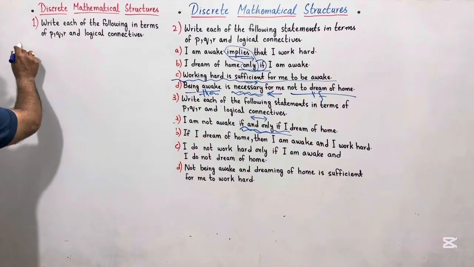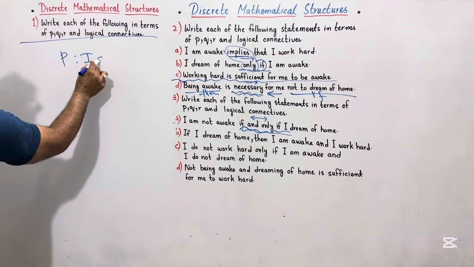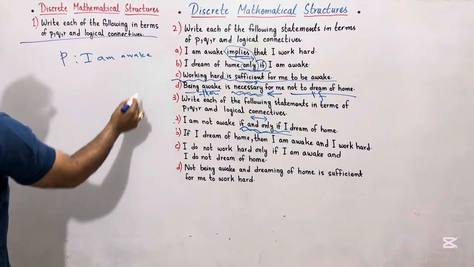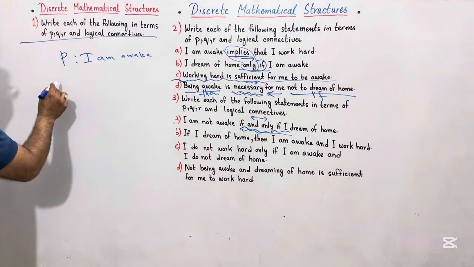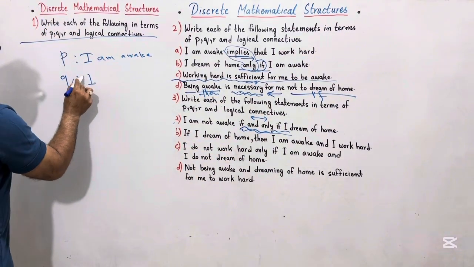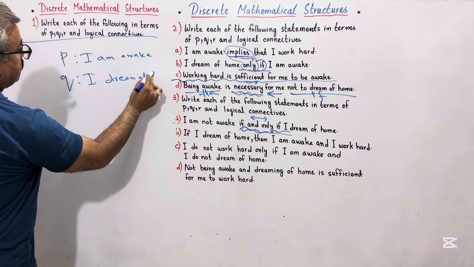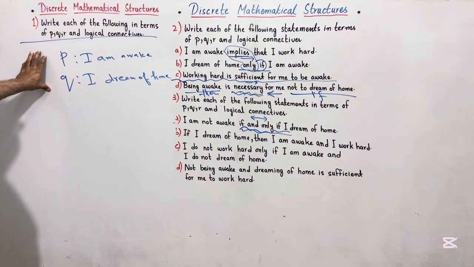Suppose my P is "I am awake", taking the positive one. Q is "I dream of home". How do we write this as a biconditional?